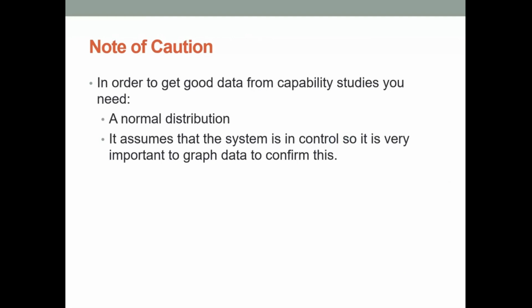In order to get good data from capability studies, you have to have a normal distribution. It also assumes that the system is in control, so it's very important to graph the data to confirm this.